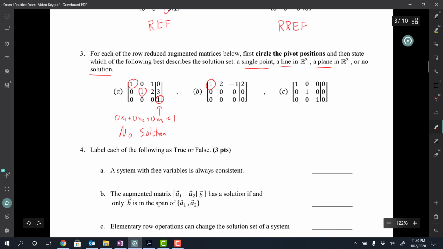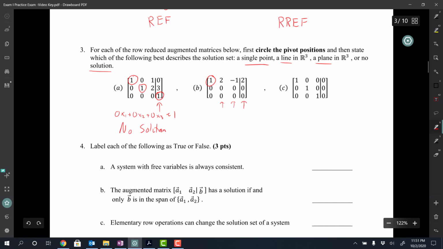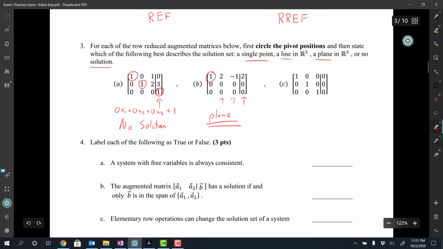Next, I look at the next one, part B. There's my pivot, my one and only pivot. First, I check to see if there's a pivot in the far right column. There is not. That means there are solutions. I also see 2 free variables. Not only does that tell me infinitely many solutions, but because there are 2 free variables, my solution set would look like a plane in R3 in this case. The solutions look like a plane because there are 2 free variables.